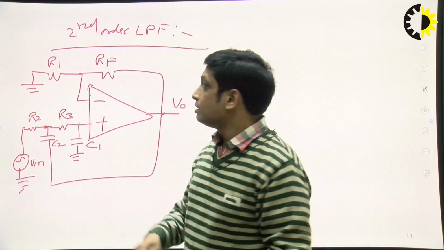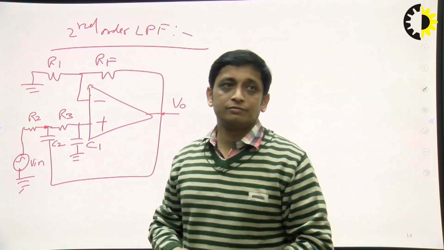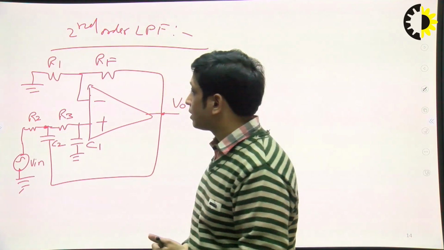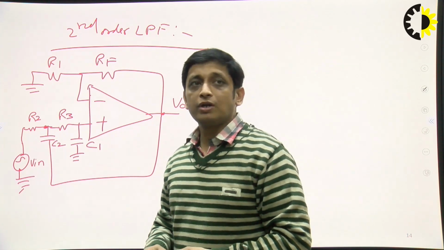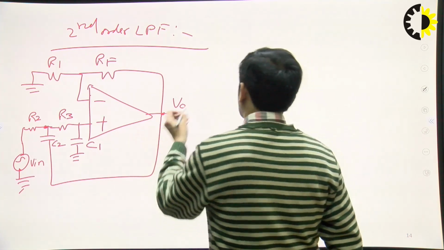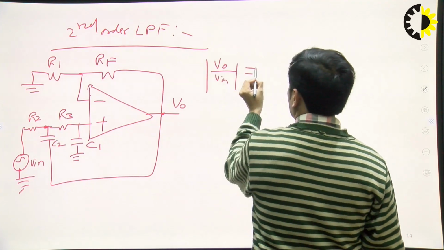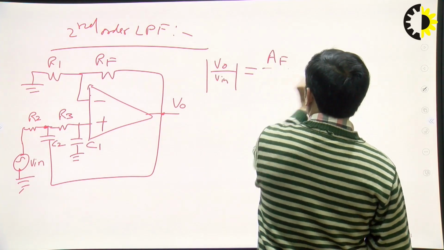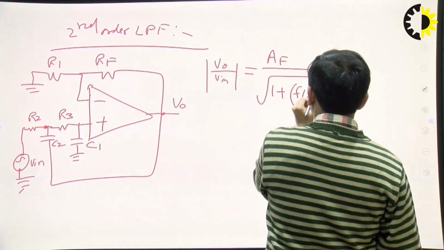And to get the gain, that gain is provided with the help of R1 and RF. So see, this is the second order low pass filter. So when you derive the voltage gain of the second order low pass filter, then the equation is mod V0 upon Vin equal to AF upon under root 1 plus (F by Fh) to the power 4.